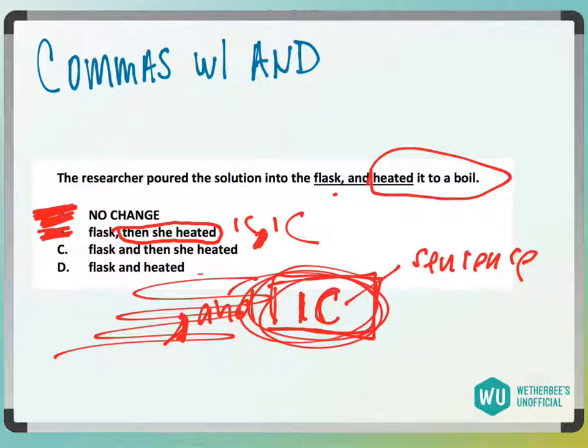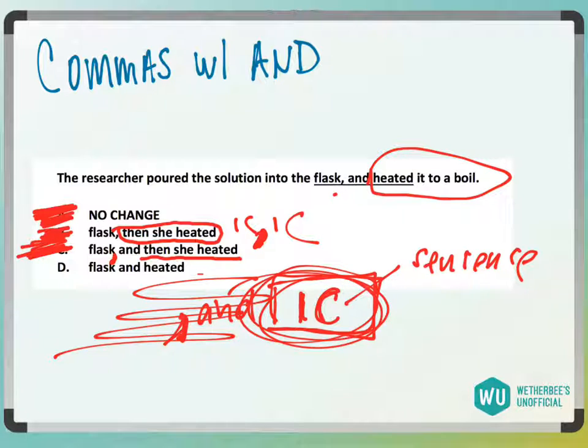So that's going to be wrong. Answer choice C is going to be wrong for kind of the same reason as answer choice A, right? Because I would have to have a comma here, because then she heated it to a boil would be an independent clause, and if there is an independent clause after, I have to use a comma, but in this instance, it did not have a comma, right? So C can't be right because I would need a comma and it didn't have one.